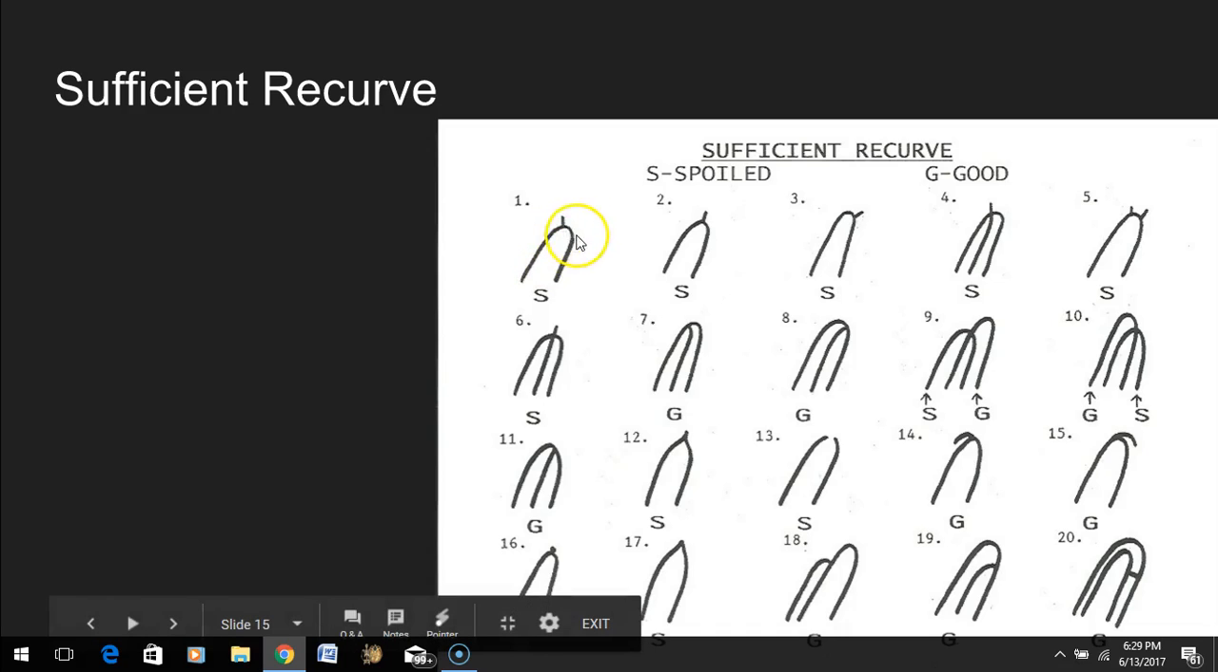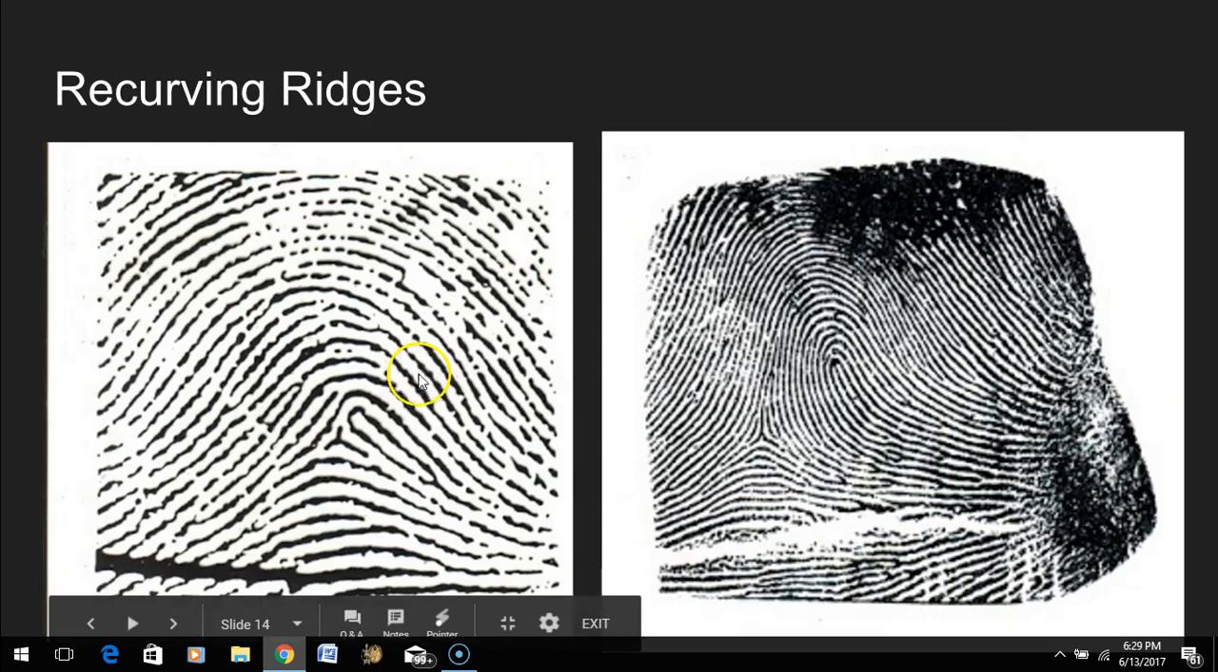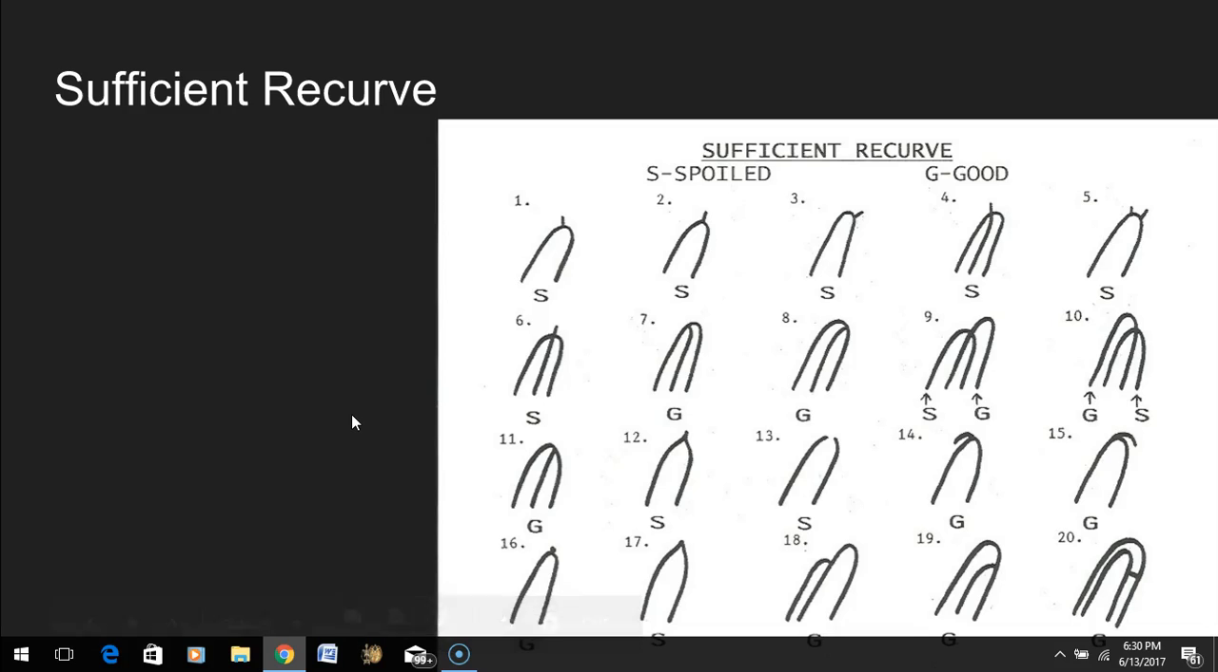And so if this is the only recurving ridge, then we couldn't have a loop. So if we went back one slide, imagine that this ridge here is a good one, but imagine this had an appendage on here. If this had an appendage, then this ridge would be spoiled, and so we would no longer call this a loop. So if this is the only recurving ridge, this appendage here would spoil it, so it would not be any good. We can see that this recurve is spoiled, again, because of an appendage.